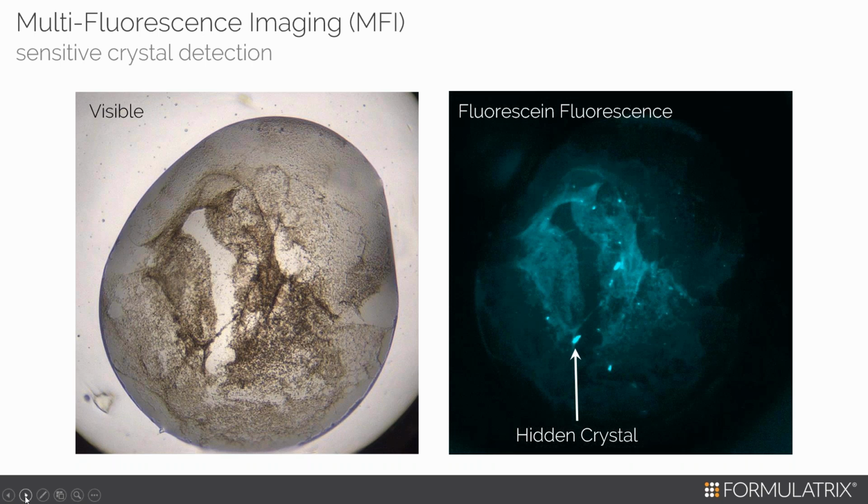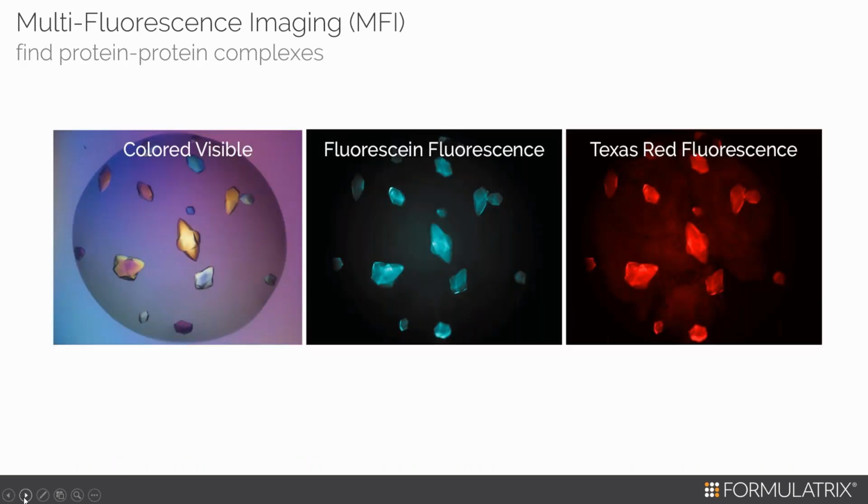Similarly, the other application for multifluorescence imaging is studying protein-protein complexes. If you are working with two proteins, protein A and protein B, you mix them together, you make a complex and you set up a crystal plate, you get a crystal. You don't know for sure if that crystal is of protein A or protein B, or is it a crystal of both the proteins mixed together, until you actually collect the diffraction data and solve the structure.